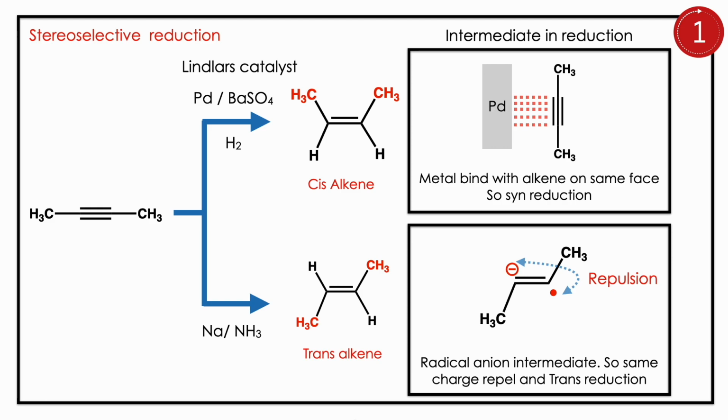On the contrary, sodium and ammonia reduce through a radical anion, which carries the same charge, so the reduction happens through the opposite pathway, and a trans alkene is possible. The concept we outline here is that metal reductions always lead to cis alkene, and sodium and ammonia reduction leads to trans alkene.